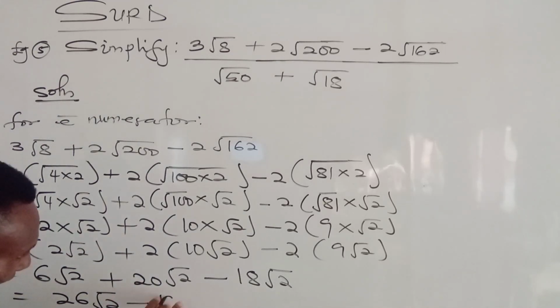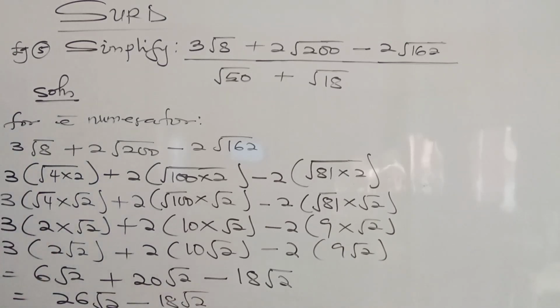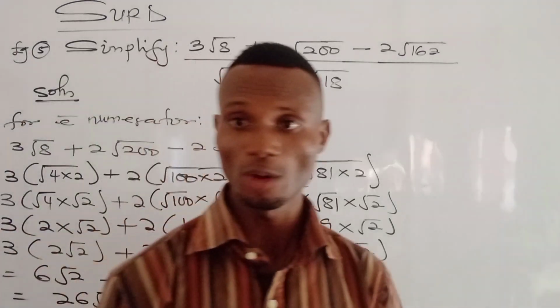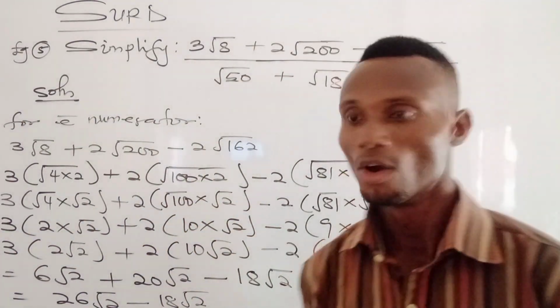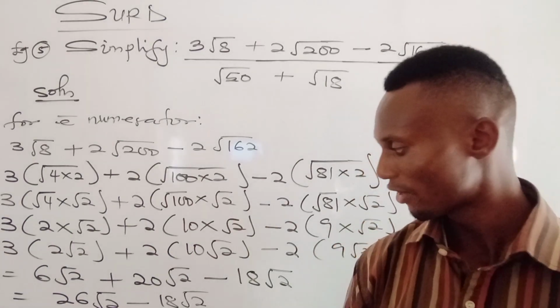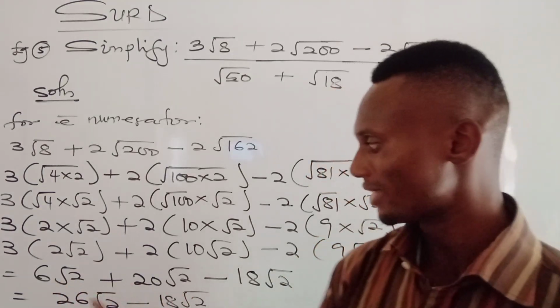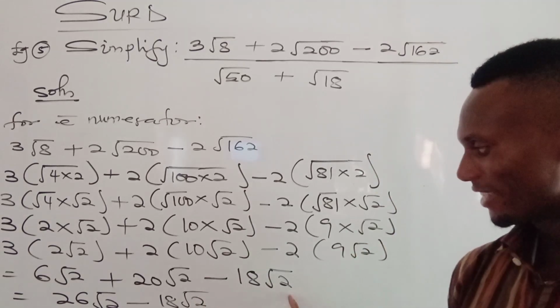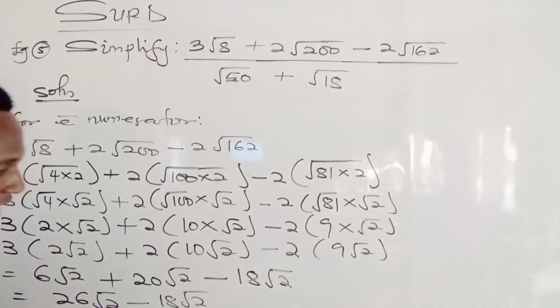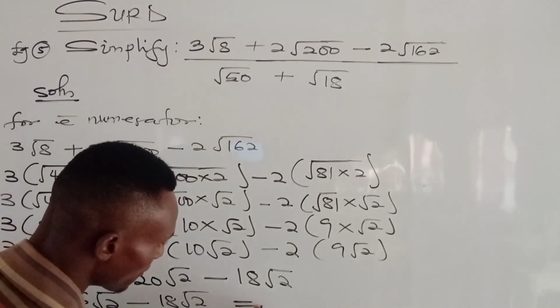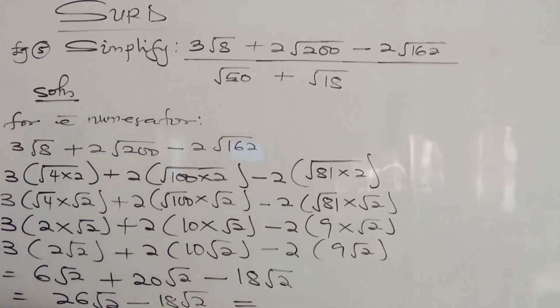Then minus the 18 root 2 that we have here. I hope you get the understanding up to this point, and I hope you can see it from here. So I have 26 root 2 minus 18 root 2. The first two, the 6 root 2 plus the 20 root 2, give 26 root 2. Then minus the 18 root 2 that we have here. Now let's simplify further and write our final answer for simplifying the numerator. So I have 26 root 2 minus 18 root 2, and that is going to give me 8 root 2.